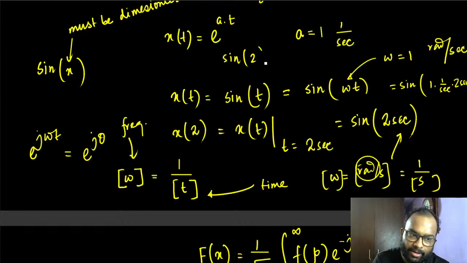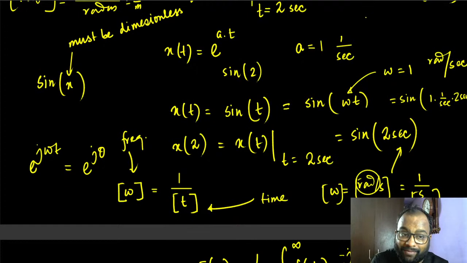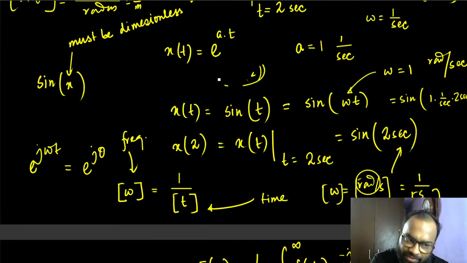Omega could have a unit of 1 by second. Not a problem at all, because whatever quantity goes inside that, as long as it is dimensionless, it's fine, and it is assumed to be in radians. Not a problem.